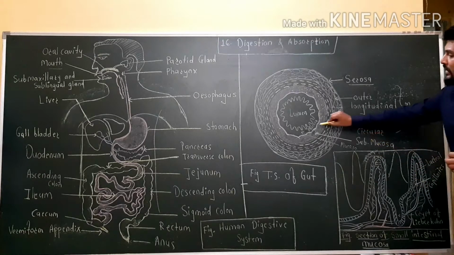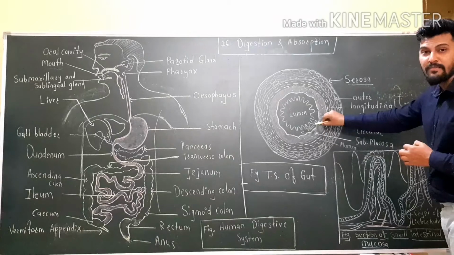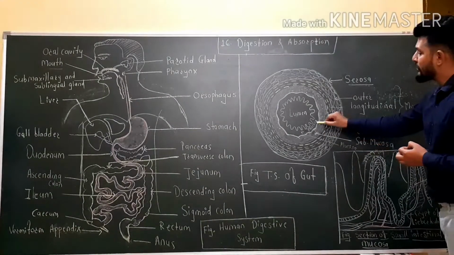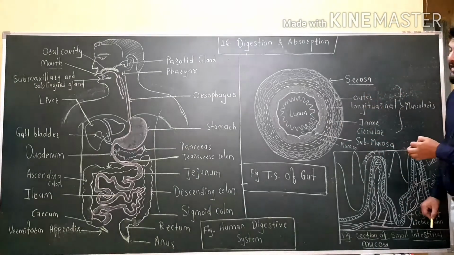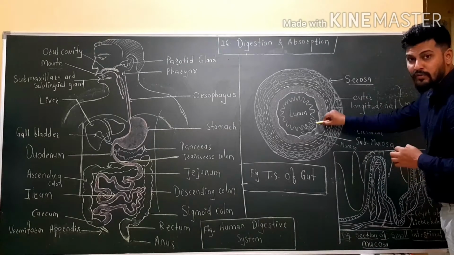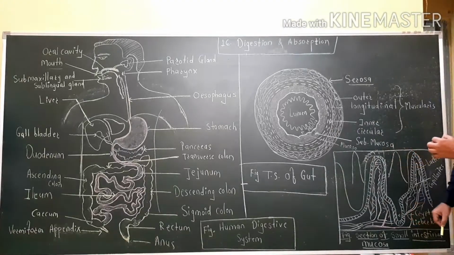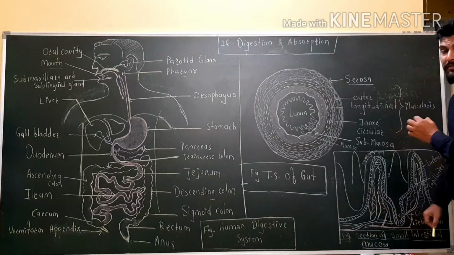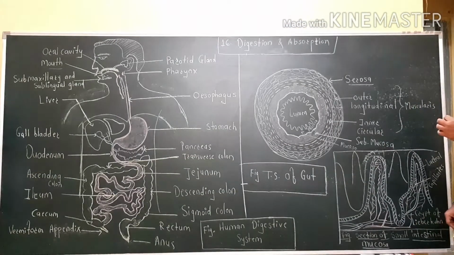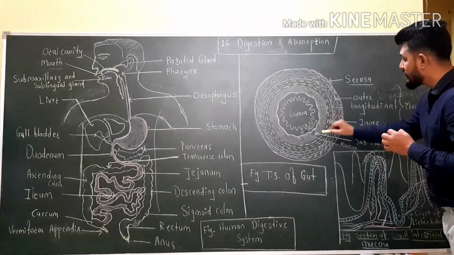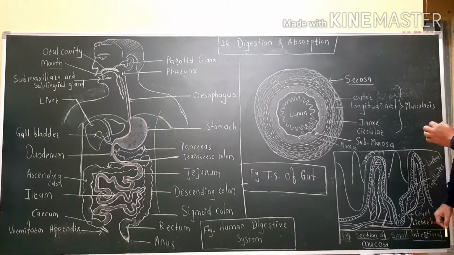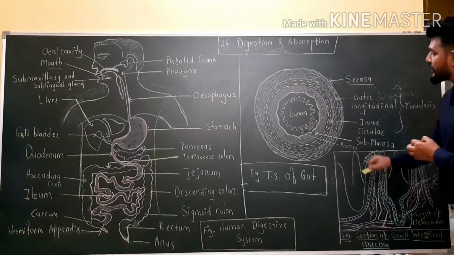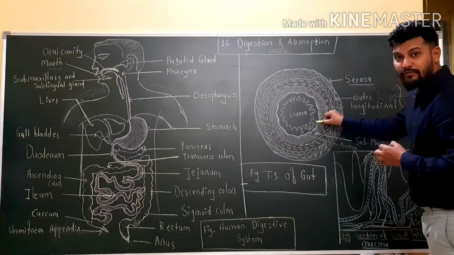So this mucosal layer also shows some glands, like the goblet cells or goblet glands, which are present in the region of the alimentary canal in the mucosa. These goblet cells release mucus. Along with the goblet cells, some regions of the stomach release the gastric juice. This gastric juice is released by the gastric glands. These gastric glands are present in the region of the mucosa.